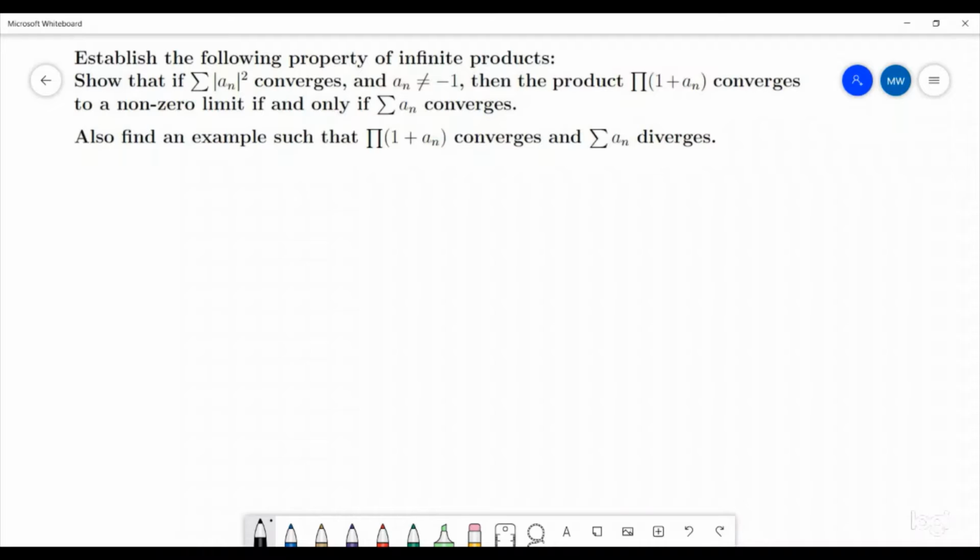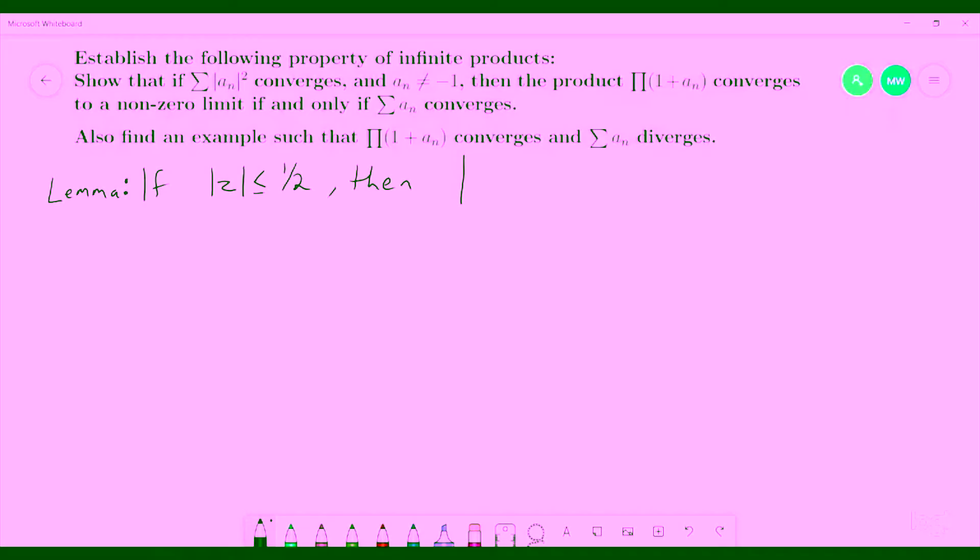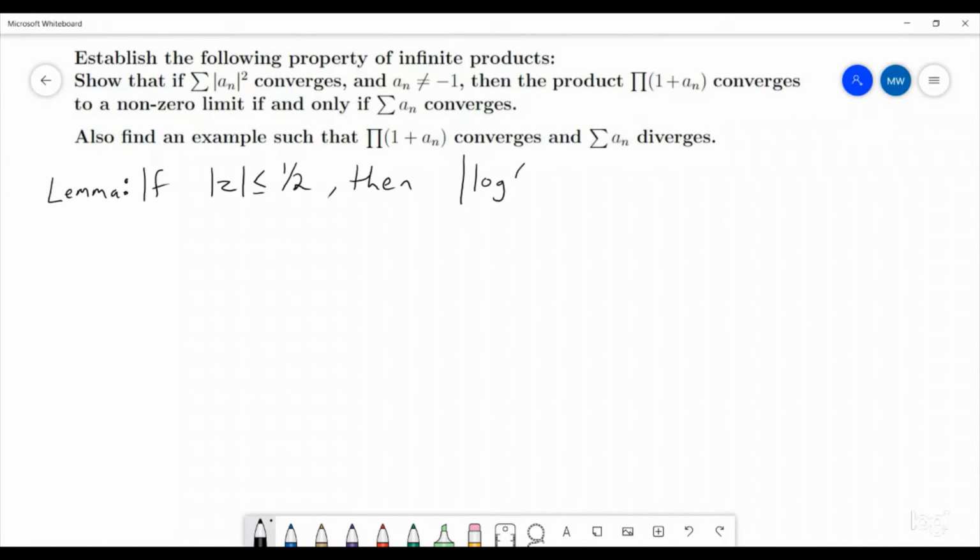So, to do this problem, we are going to first establish a little lemma. We're going to use the lemma that if the modulus of z is less than or equal to 1/2, then the absolute value of log of 1 plus z minus z is going to be less than or equal to some constant times the modulus of z squared.